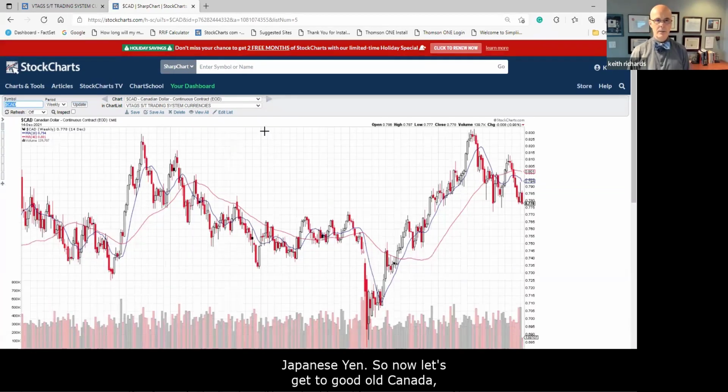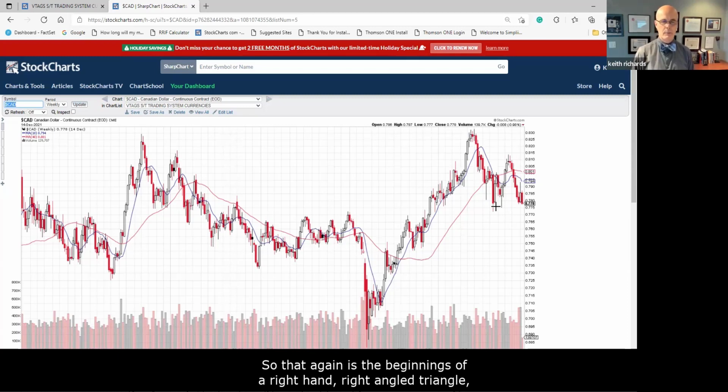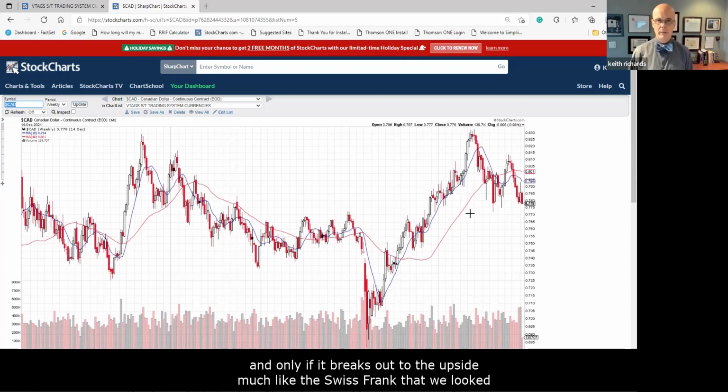So now let's get to good old Canada, which is where a lot of my viewers are from. And you can see a similar pattern, not exactly the same, but a reasonable pattern of support at around 78 cents on the US dollar, and a series of lower highs with flat lows. So that again is the beginnings of a right angled triangle, I should say, and that can be a positive thing if and only if it breaks out to the upside, much like the Swiss franc that we looked at.